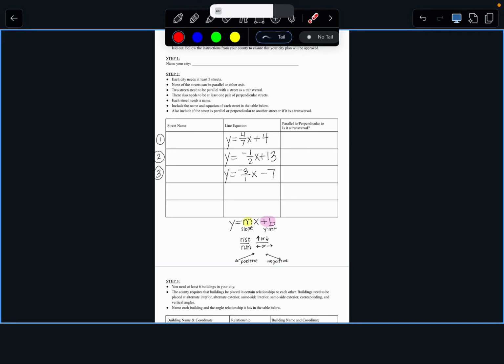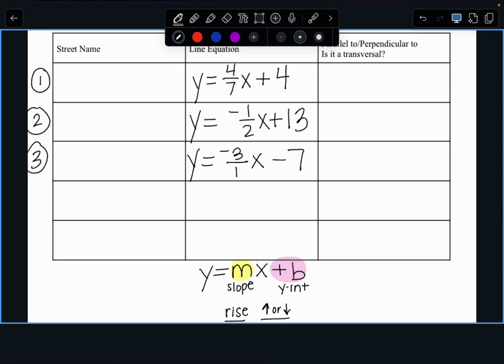All right, so the next thing that we're going to focus on, choose one of your lines. I do not care which one. And we are going to make a parallel line to one of your existing ones. As a reminder, parallel lines have same slope. Parallel, same slope. So I don't care which one you choose.